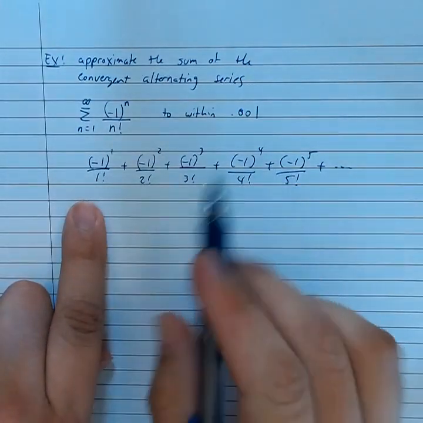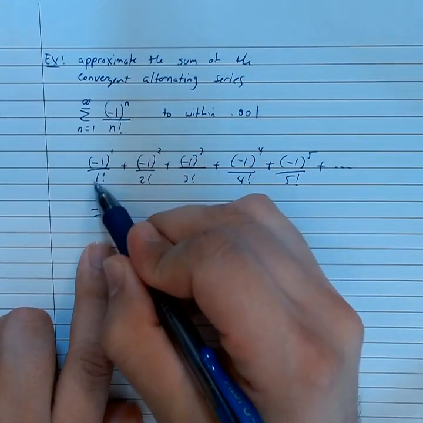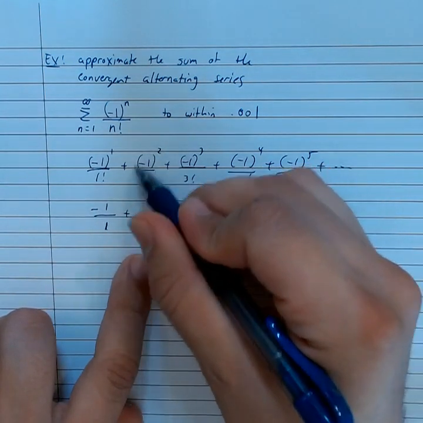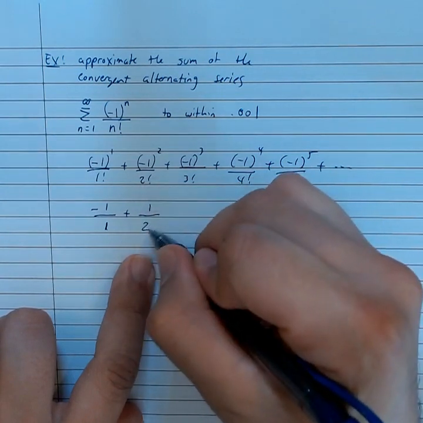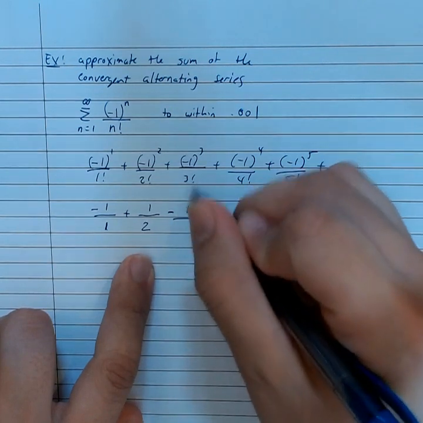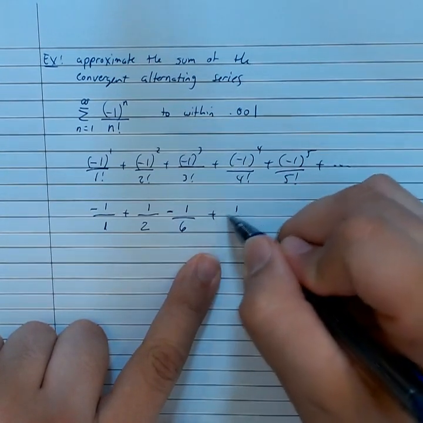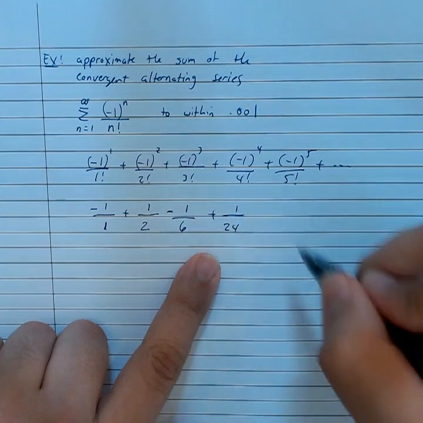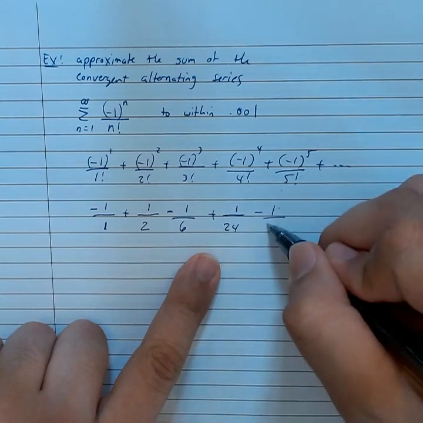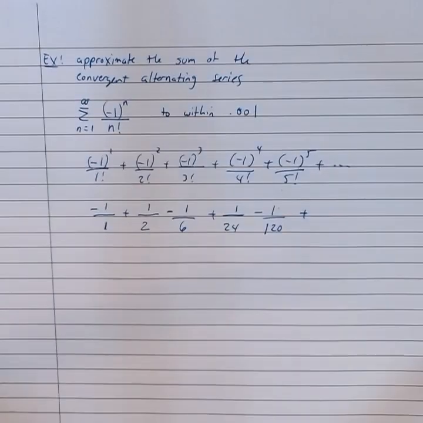All right, now here, let me go ahead and clean that up. Negative 1 to the power 1, that's negative 1 over, that's just the number 1. Plus, that's positive 1 now. 2 factorial is 2. Now, that's a minus 1 now, so let's write that as minus 1 over 3 factorial, which is 6. And now that's positive, so that's going to be plus 1 over 4 factorial, which is 24. And now that's a negative, so minus 1 over 5 factorial, which is 120. Like that. And let's see what we have.